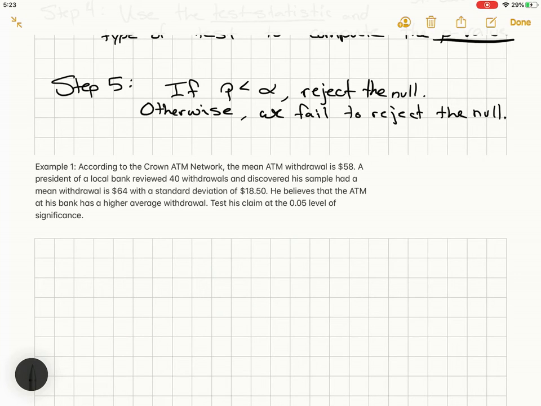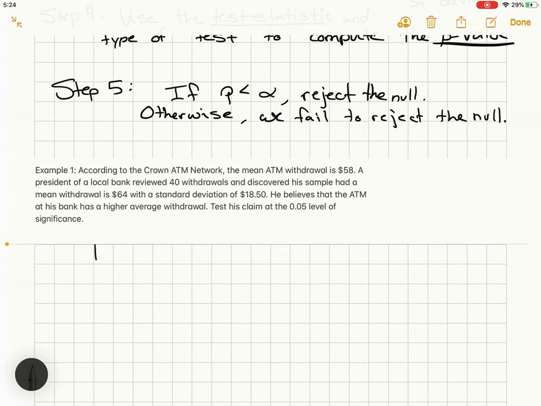So the first thing let's do is read this question and see what's going on here. According to the Crown ATM network, the mean ATM withdrawal is $58. A president of a local bank reviewed 40 withdrawals and discovered his sample had a mean withdrawal of $64 with a standard deviation of $18.50. He believes that the ATM at his bank has a higher average withdrawal. Test his claim at the 0.05 level of significance. So let's try this out.